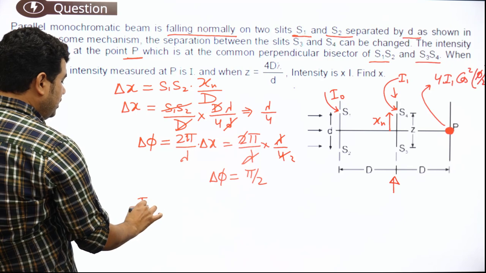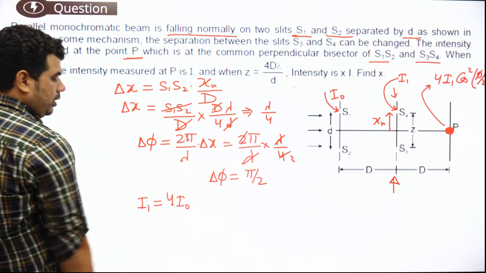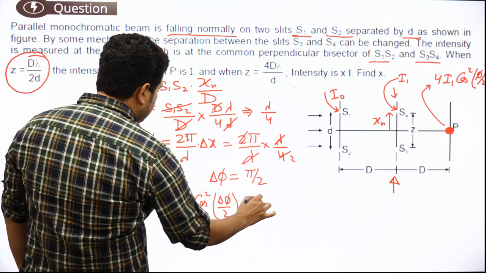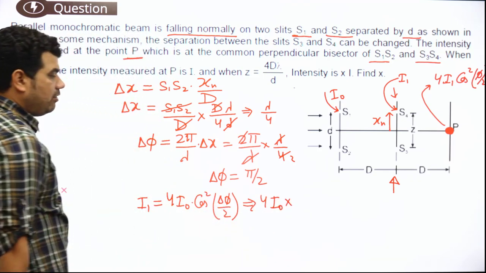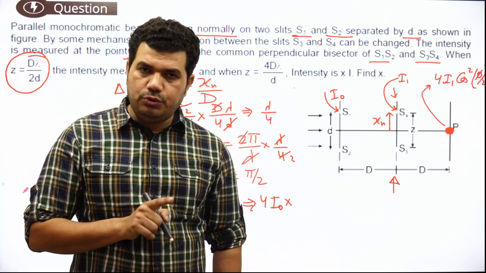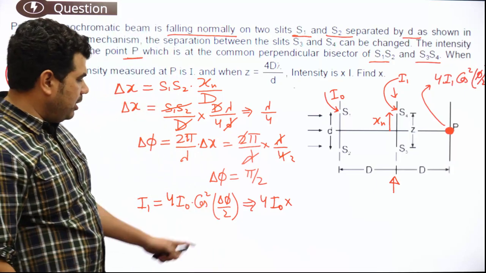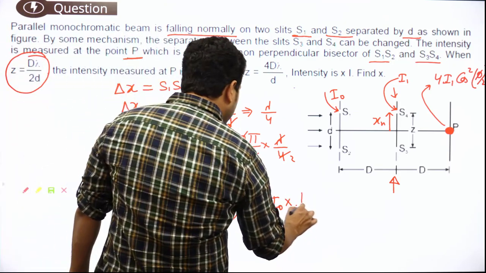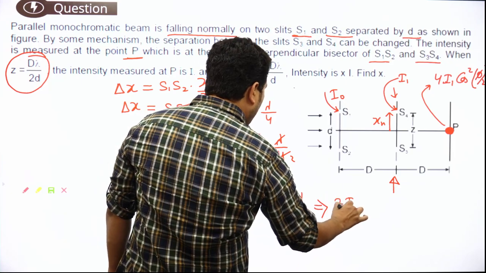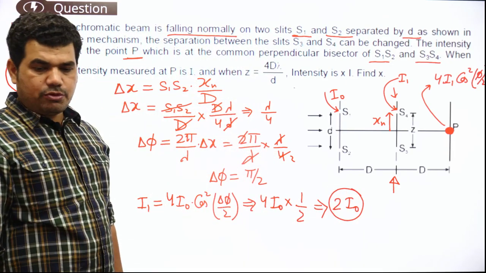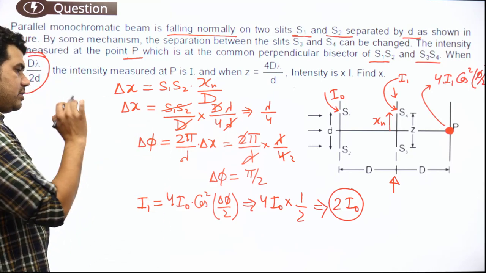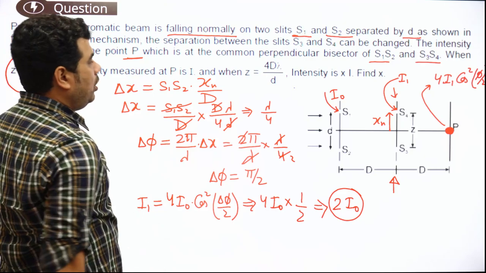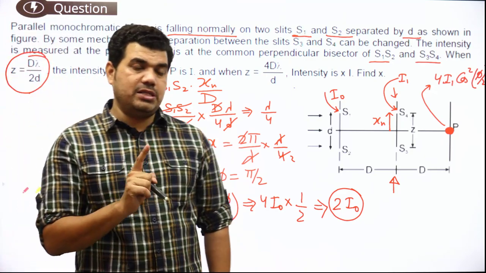See here, I1 is equal to 4I0 cos square phi by 2. So you can see 4I0 into cos square phi by 2. Delta phi is pi by 2, so phi by 2 is pi by 4, and if it is pi by 4, then cos pi by 4 is 1 by root 2, and its square is 1 by 2, so you can say this is twice of I naught. Okay, my dear students, twice of I naught. So the first intensity, when Z is this, is twice I naught. Just remember it, twice I naught. What is the answer? Twice I naught.